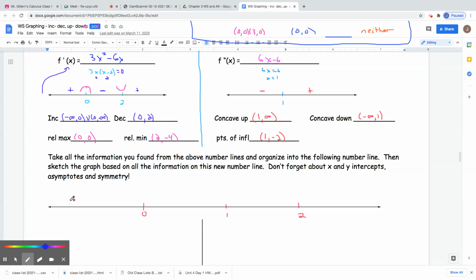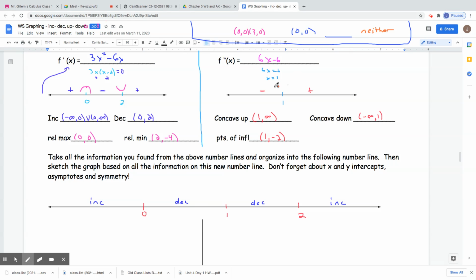Then on the top part of the number line, I'm going to fill in increasing or decreasing. So it was increasing anywhere less than 0 and greater than 2. So increasing, increasing. It was decreasing anywhere between 0 and 2. So between 0 and 1 it has to be decreasing. Notice between every set of numbers I am writing, even though it's from 0 to 2, I'm just going to write one big decreasing, but decreasing there and decreasing there.